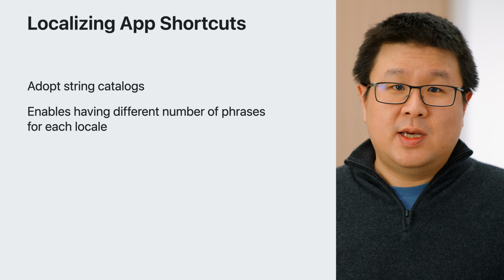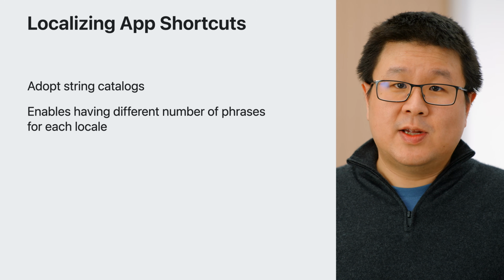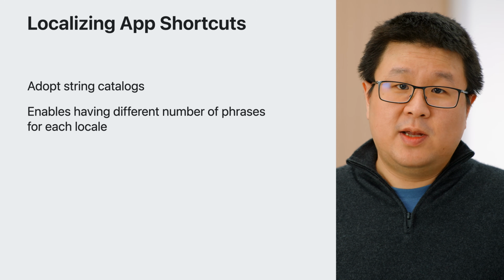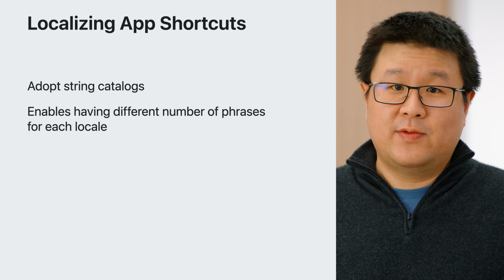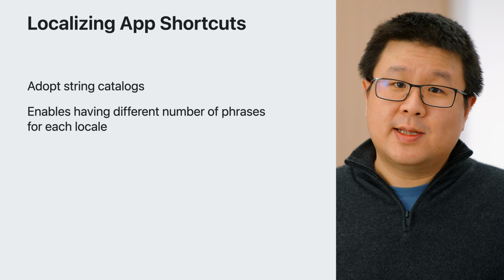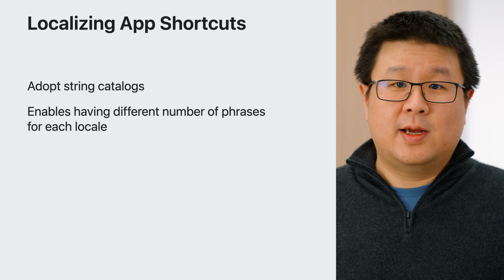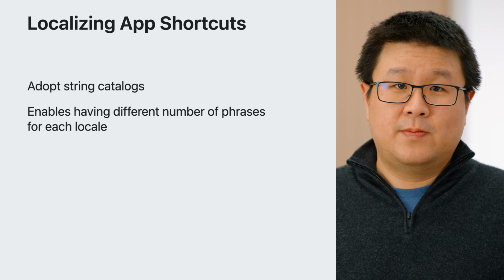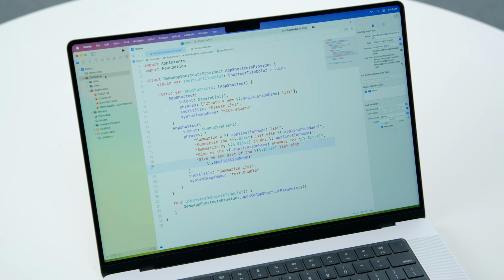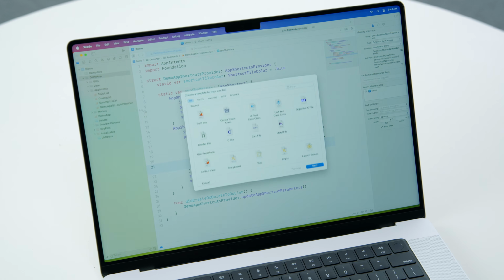In iOS 17, with the help of string catalogs, we're lifting this limitation, so that you can have as many phrases as is naturally needed for each and every locale. You should note that this feature is available only to apps targeting iOS 17 or later. Taking advantage of this new feature is simple. If you have not adopted app shortcuts in your app before this year, simply create a new string catalog called App Shortcuts.